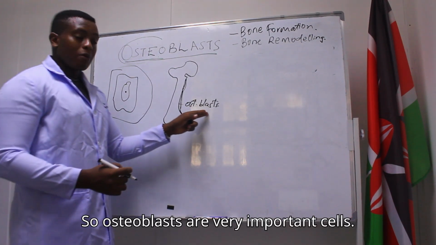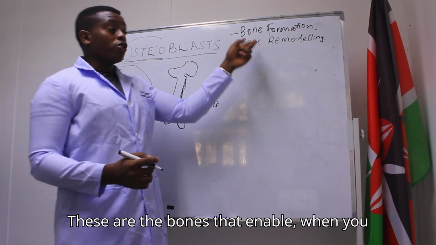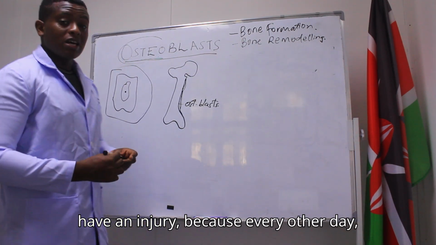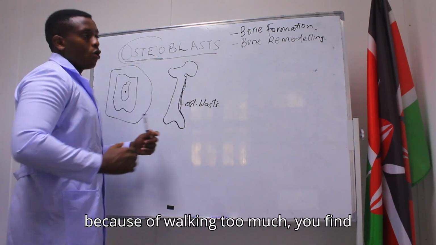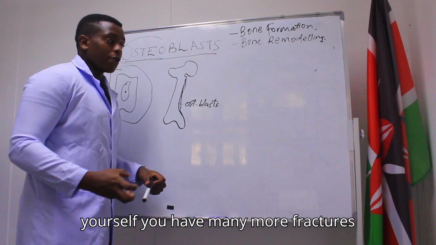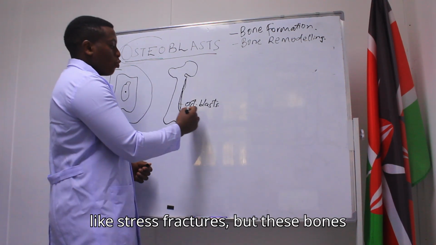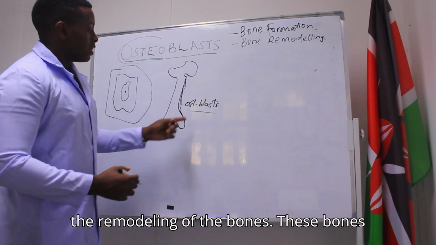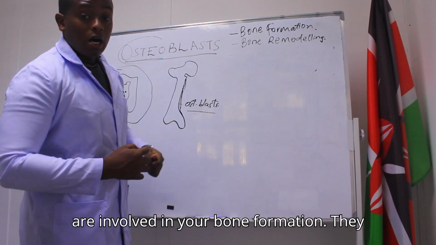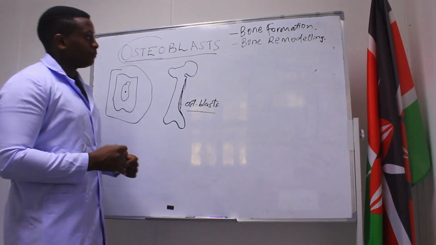Osteoblasts are very important cells. When you have an injury, because of standing too much or walking too much, you find yourself with minimal fractures like stress fractures. These cells are a good system involved in the remodeling of the bone and in your bone formation. They are very, very important.